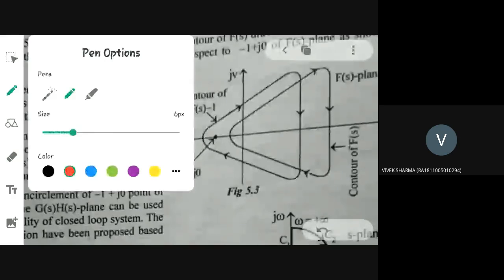Are you able to see? Yes or no? Yes, ma'am. Okay, again I am telling you, we have started off with S plane, and the points are to be mapped on f of s plane. Now we are changing the f of s plane a little bit. You are changing it to f of s minus 1 plane, and that is equivalent to g of s into h of s. And you know, by discussing the root location on g of s into h of s, you will be discussing stability. That is what you are going to do here also.